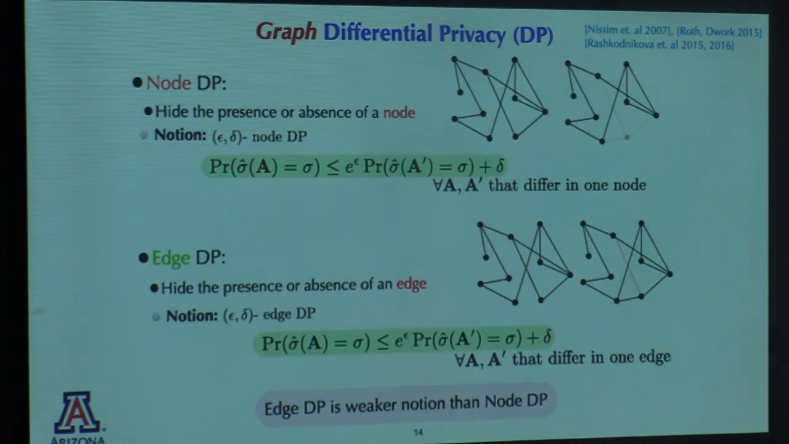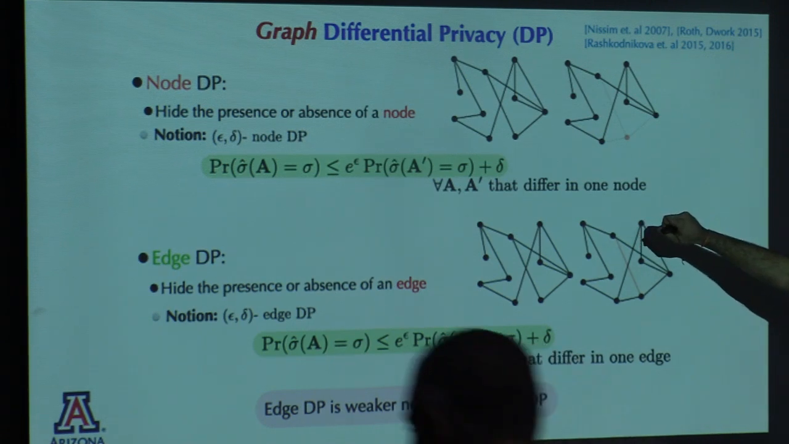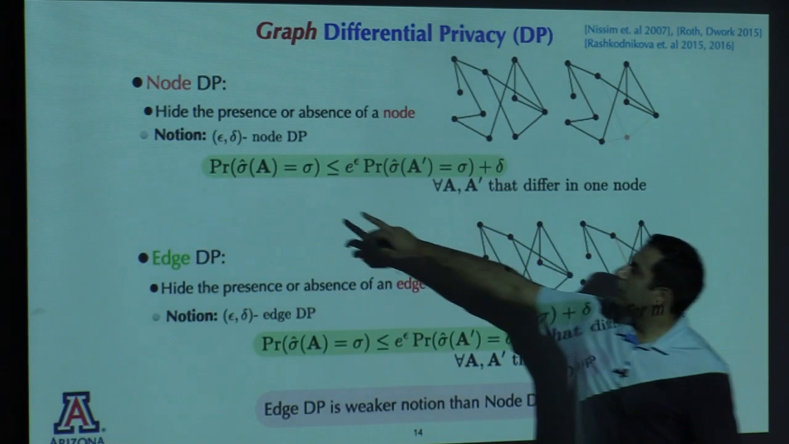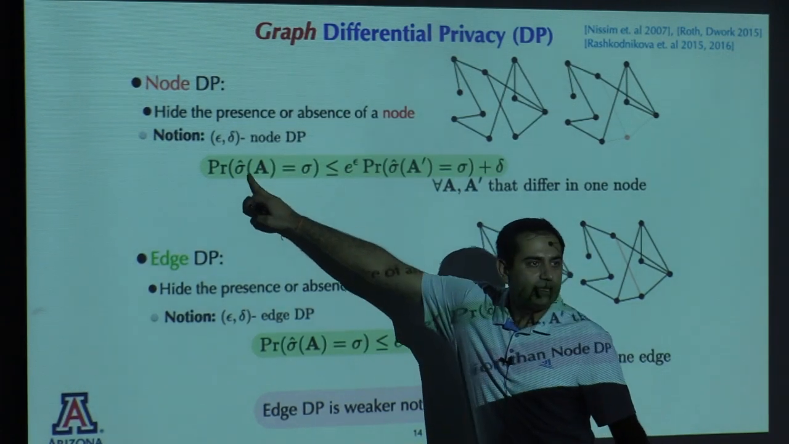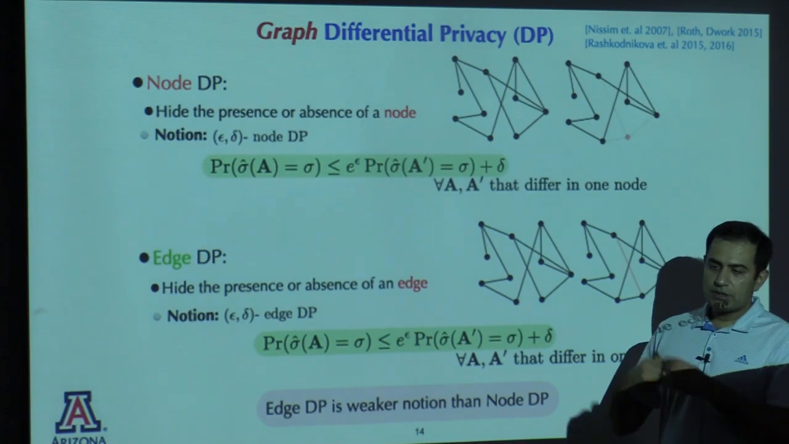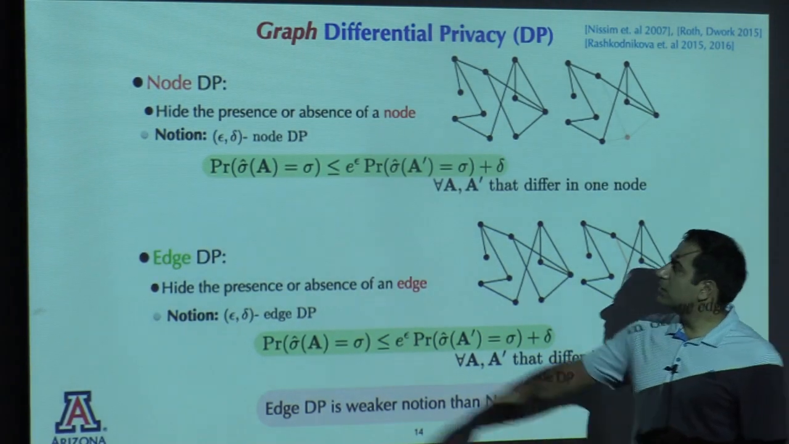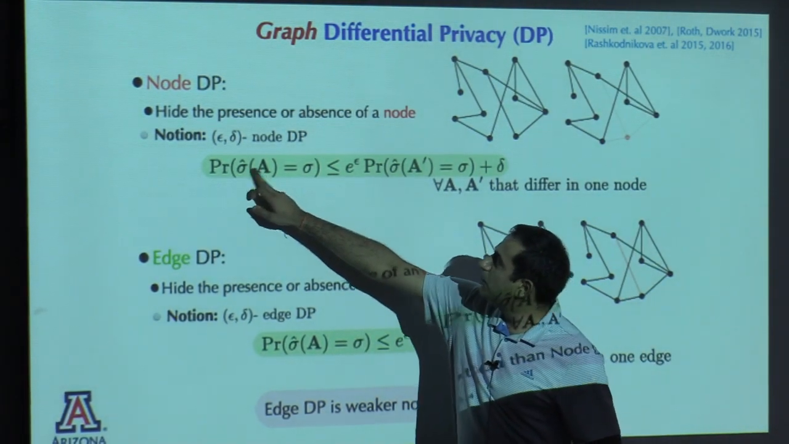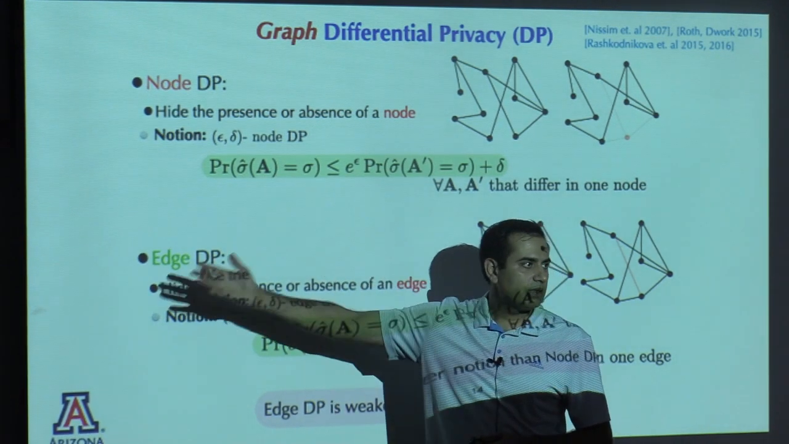I don't know how many people know what differential privacy is or have heard about it. Some of you I know. Okay, so what is the input to the algorithm? The input to the algorithm is the graph, which is the adjacency matrix. And the algorithm outputs some set of labels. I'm going to call sigma hat the output of my algorithm, which takes A as input. Okay, sigma hat of A.